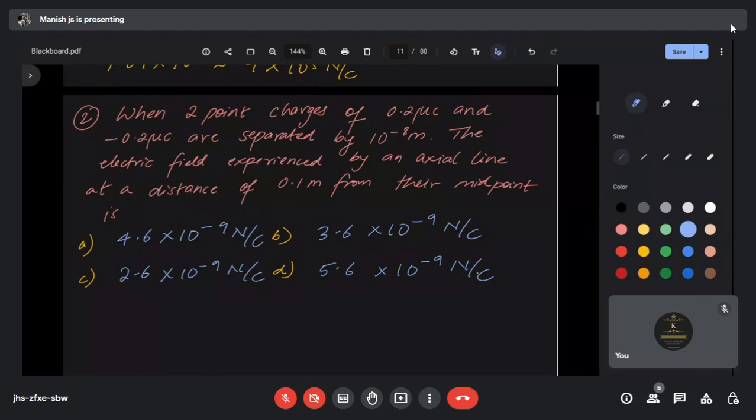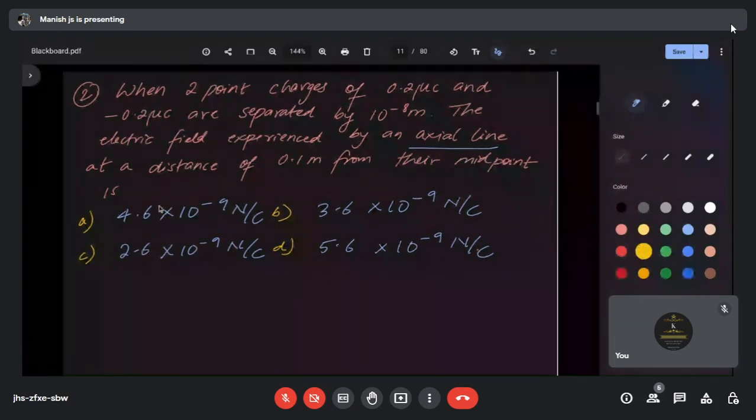So try it, and then now you can get the answer. Now you will get it. Now tell me, which answer are you getting? I hope you are trying. Here they have given the axial line. So we have to use the formula of the axial line, right? Use the formula of axial line.